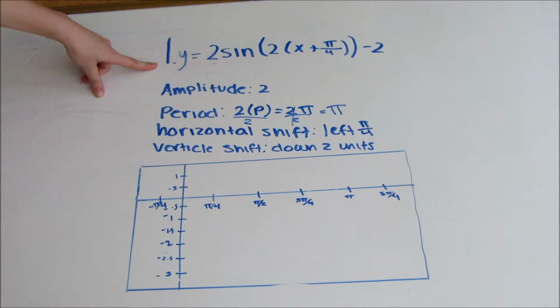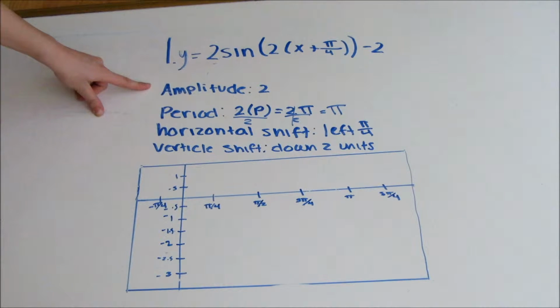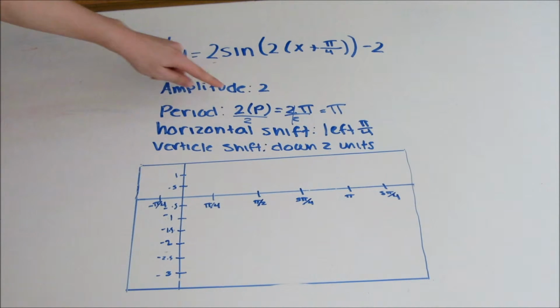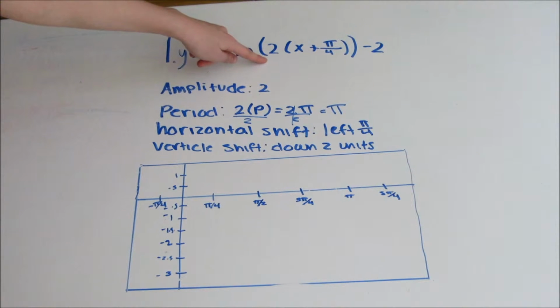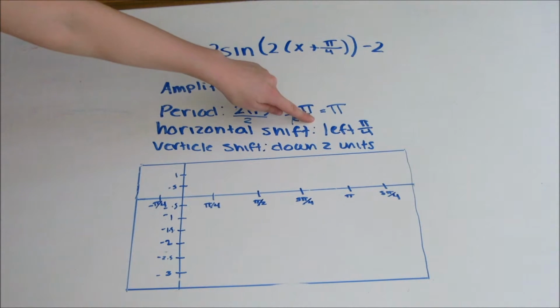So here we have our sample equation. Below you'll see the amplitude, which in this case is equal to 2. The amplitude is the distance above and below the midline. Our period we set equal to 2 pi over 2, in which case our b value is also equal to 2. So we divide both sides by 2, and that gives us our period, which is pi.